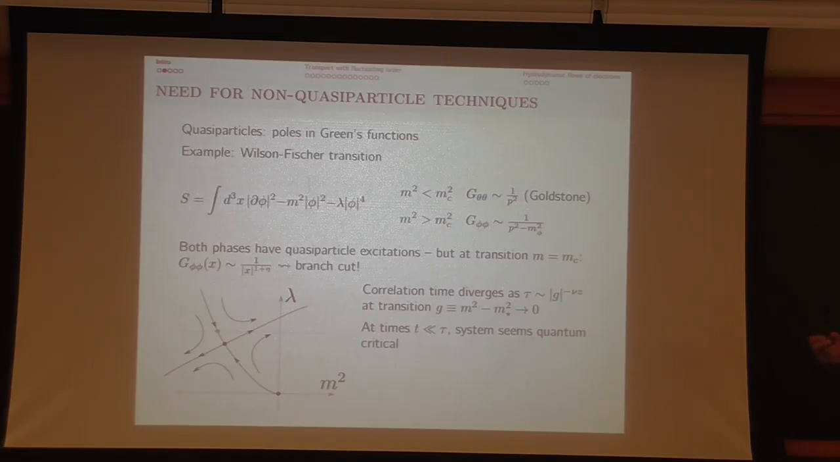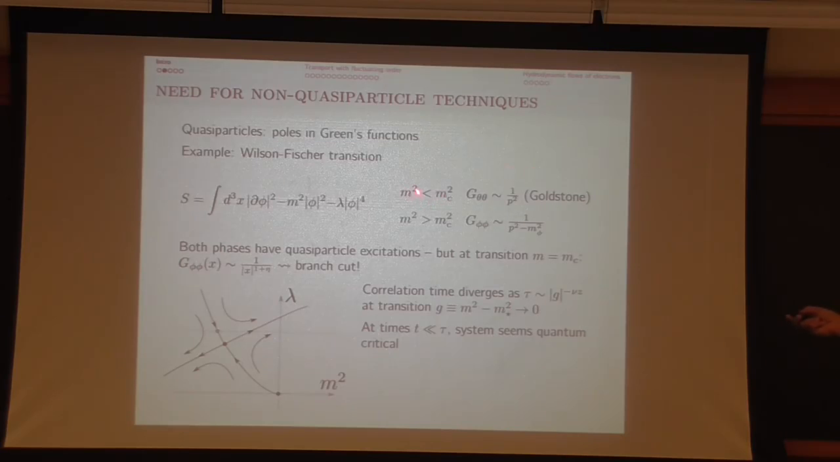And what I mean by that is that if I have an actual system that I think is described effectively by this action, I can imagine having these two tuning parameters as experimental knobs of my system. Let's say I fix lambda to have some value, and if I tune m, I'll go from this region where in the IR I'm described by the gapless phase.